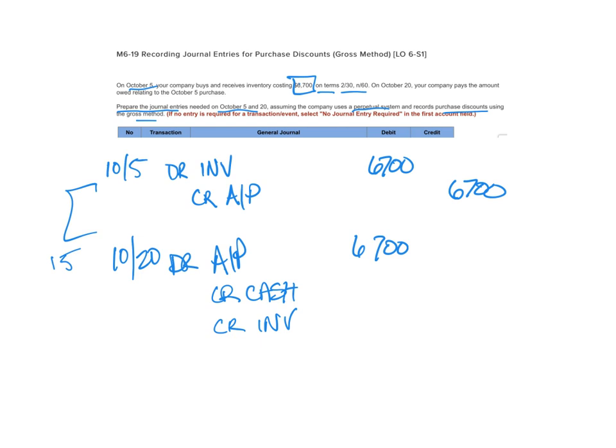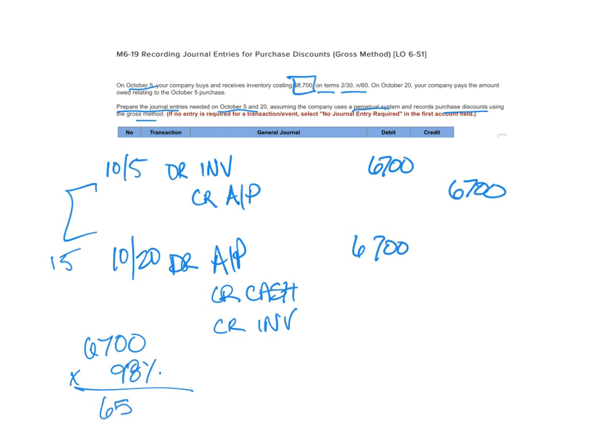Remember, inventory is recorded at its cost. If we're not paying it, it didn't cost us. So that is the rationale behind why we're crediting inventory. The credit to inventory relates to the reduction in payment and therefore the reduction in cost. So the amount that we're going to pay here is going to be $6,700 times 98%. In other words, less the 2% discount.